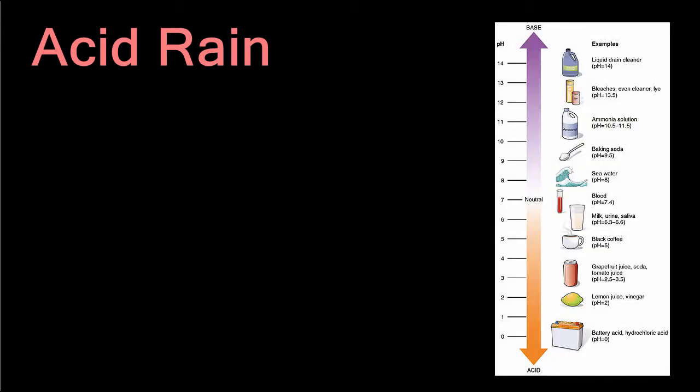In previous lessons, you learned about pH and its role in the living world. This lesson focuses on an environmental issue related to pH, acid rain. The pH of normal rain is about 5.6, a little less than neutral. This is because the rain mixes with carbon dioxide in the atmosphere to make carbonic acid.